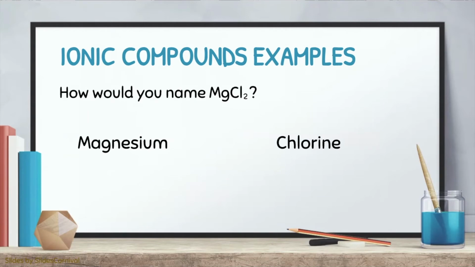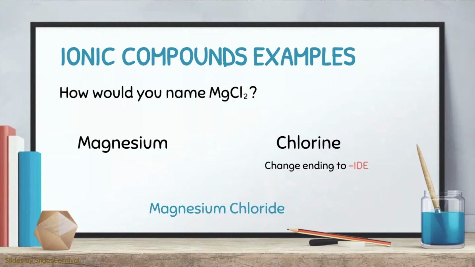So now, here's how to name MgCl2. It's quite simple to name ionic compounds. All you need to do is change the ending of the second element to IDE. There is one exception to this. The ending of polyatomic ions stays the same. Do not ever change their endings to IDE. So the name is just magnesium chloride.